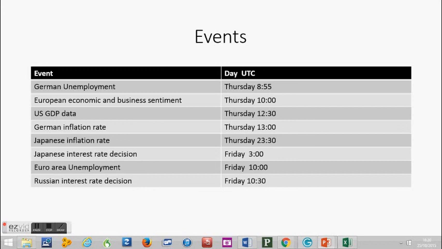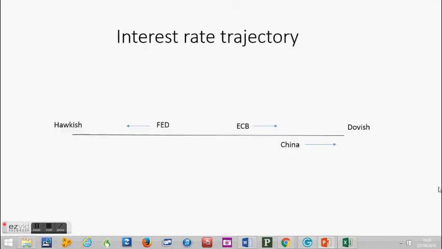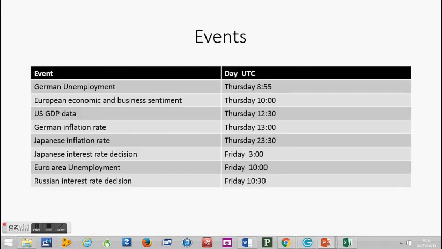We've got US GDP data also out, and once again this can interact with our chart as seen here. Will the better GDP move it this way? Probably, and the ECB this way. We're starting to move further apart on the trajectories, causing some big moves and everything. We also have German inflation rate, which once again can interact with our chart.